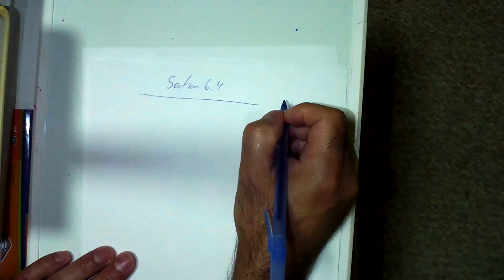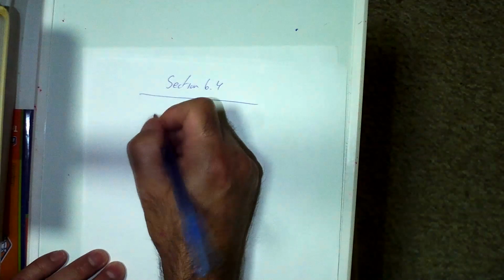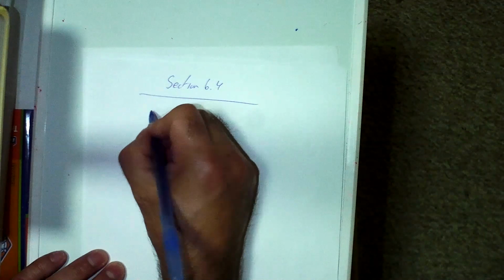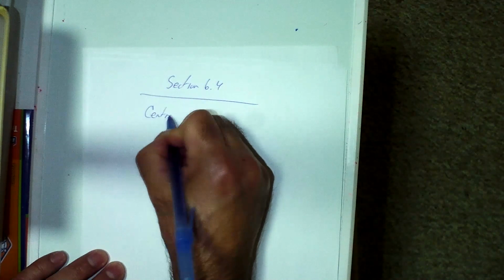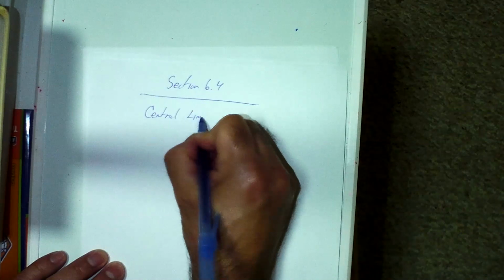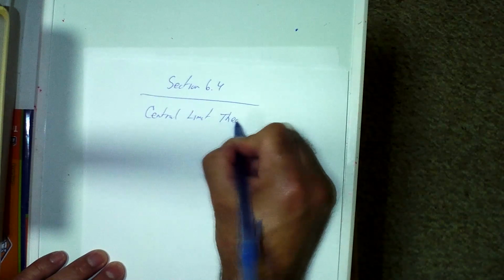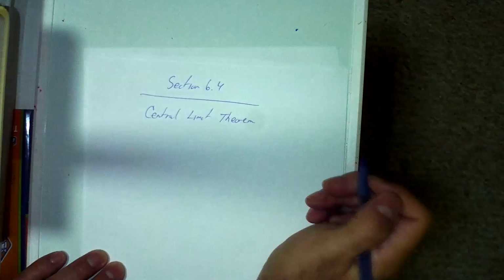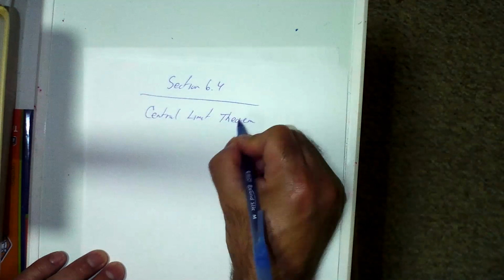But you'll see first, ladies, that in 6.4 we do the same thing, but it's called the central limit theorem. I hope I spelled theorem right. Central limit theorem. That's the title of this section. It's called the central limit theorem.